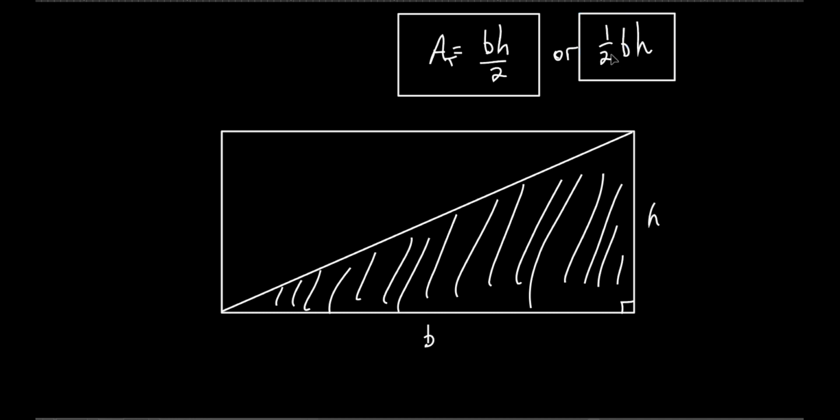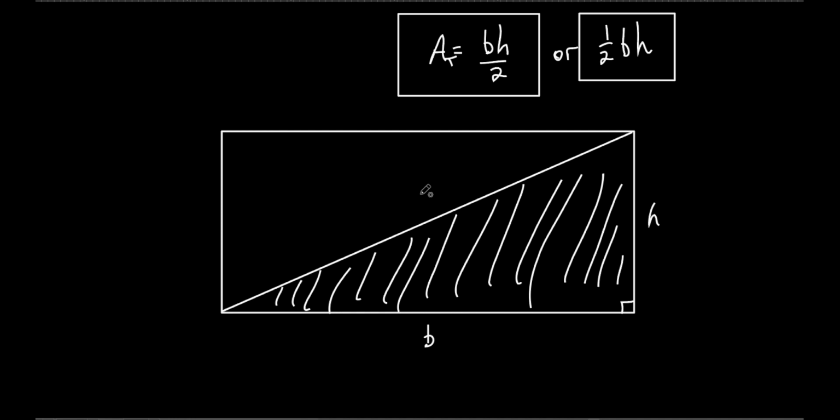But now you know where the 1/2 comes from, don't you? Because if I had a rectangle, this triangle is half of the rectangle. So the formula for the area of a triangle is 1/2 the area of the rectangle. Okay? All right. Well, that's pretty much it.